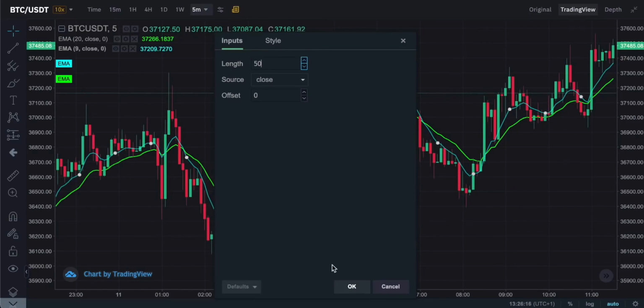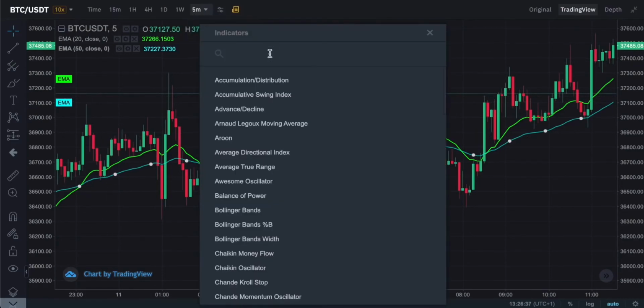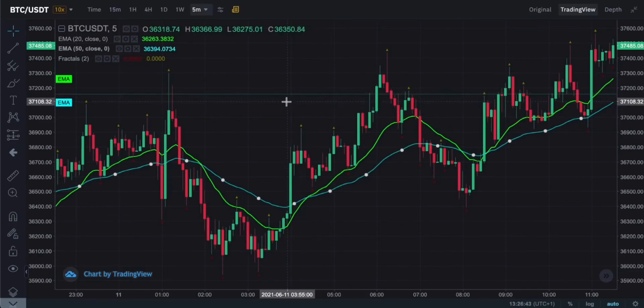Now we have 2 exponential moving averages that tell us one thing mainly. They tell us the shorter term trend, that's the shorter period EMA, versus the longer term trend, the 50 period EMA. Now we want to implement Williams fractals. So come up to your technical indicators once more and type in Williams. Williams fractal will be there. Put it on the chart and you can see some arrows appearing now.